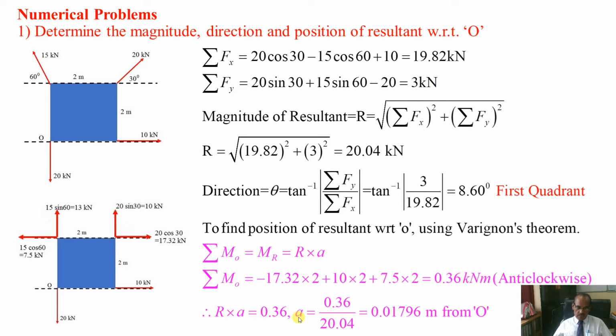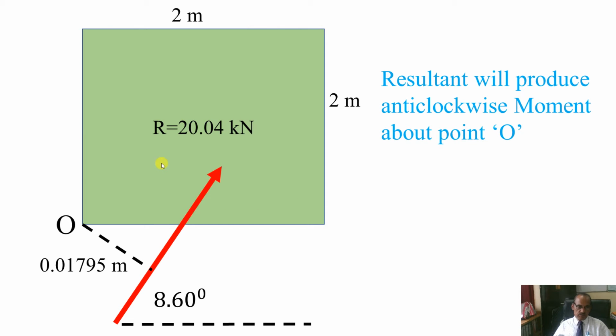What is A? A is the perpendicular distance from the point of rotation up to the line of action of the resultant which we are assuming. If you calculate this A, you will find the resultant lies at a distance of 0.01796 meter from point O. Then next, you see this resultant lies in the first quadrant. This I have shown, and the perpendicular distance which we have calculated, 0.01795 meter, that also I have shown.